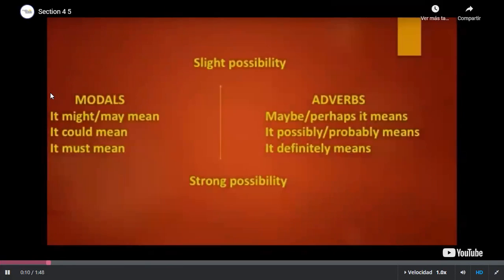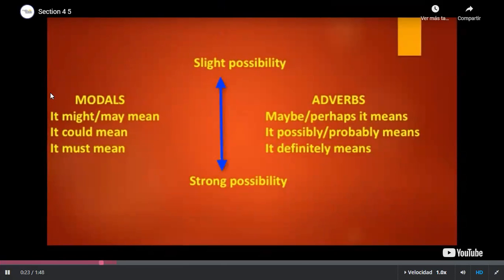Let's look at this small diagram to illustrate what we mentioned in the intro video. Modals and adverbs go from slight possibility to strong possibility. Modals: it might mean, it may mean, it could mean, it must mean. Adverbs: maybe, perhaps, it possibly means, it probably means, it definitely means.